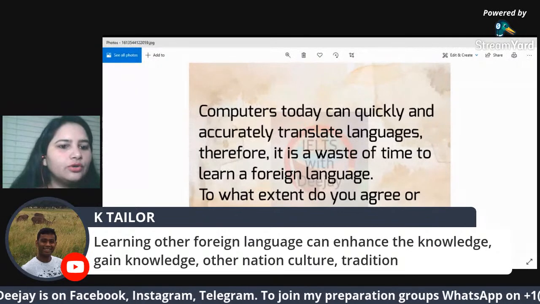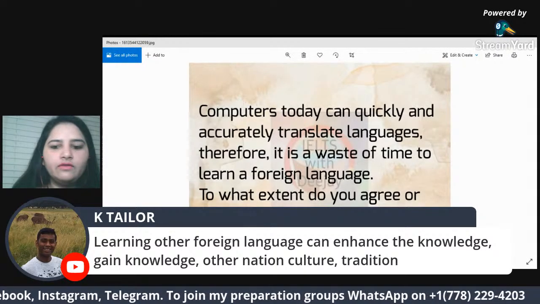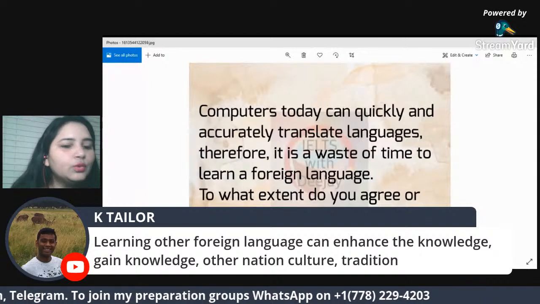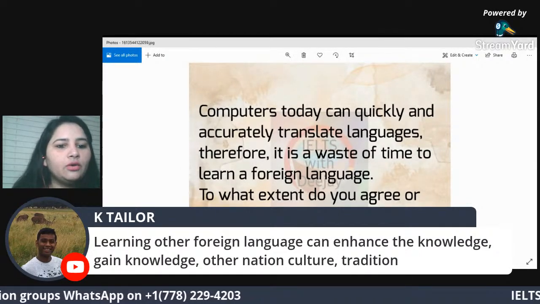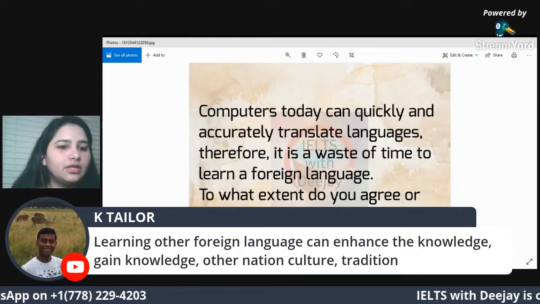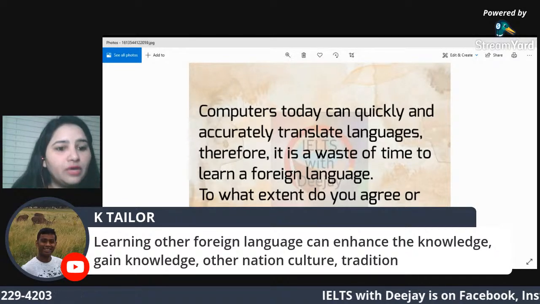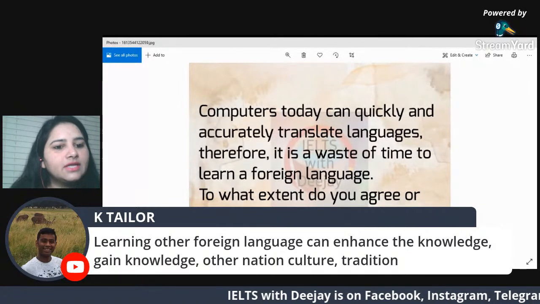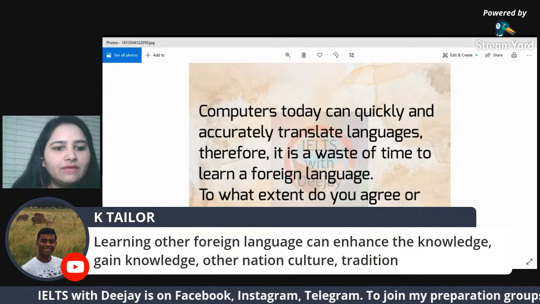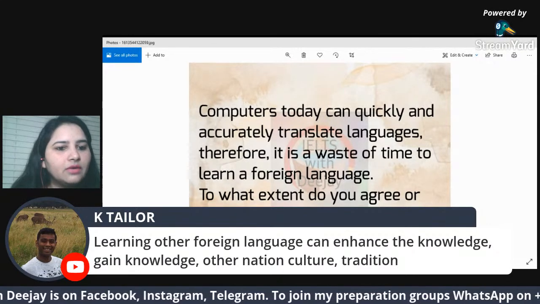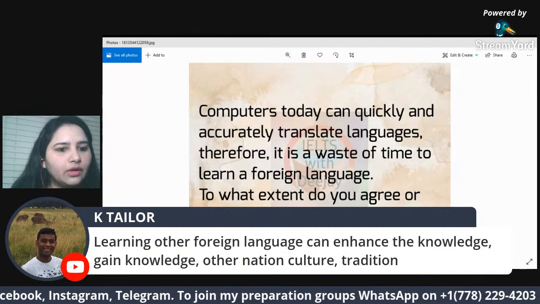This is also a good one for the language. When we learn a language, we're not only learning the language, but also a lot of other things. We're learning about the nation, their culture, the tradition, and the way they speak. So all these things we learn when we are learning a new foreign language. So you can say it will spread harmony and peace among the countries.